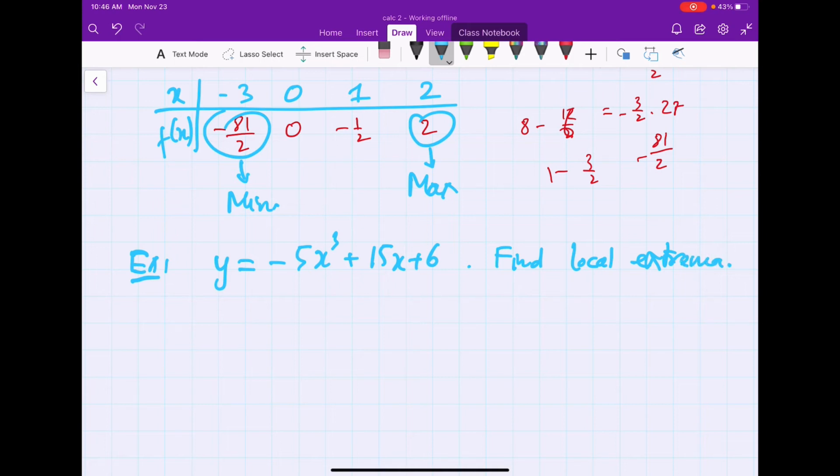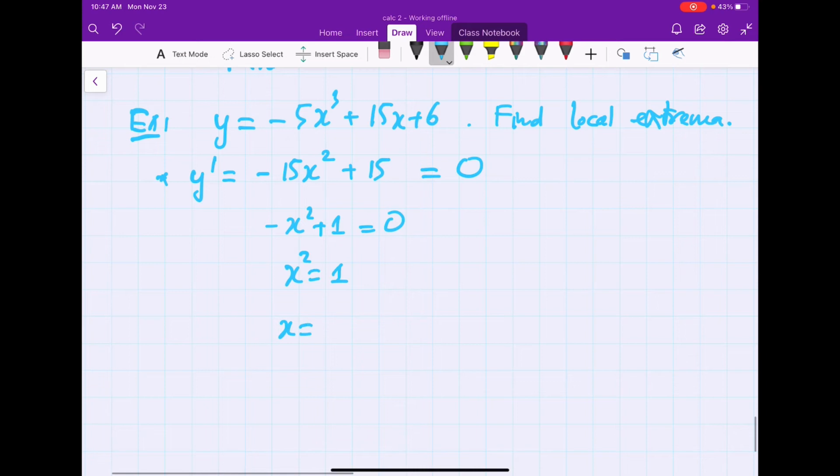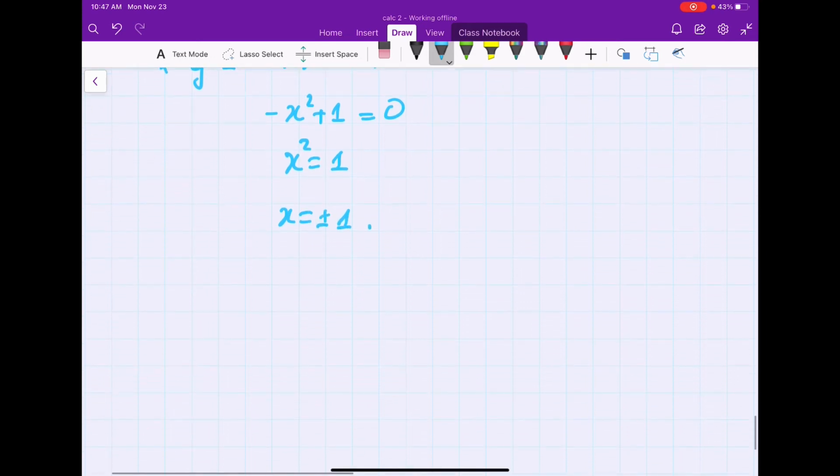So we need to make the chart for the first derivative. As usual, I need to differentiate this function. I get negative 15x squared plus 15. And I set this equal to 0. You might simplify 15. You get negative x squared plus 1 equal to 0, or x squared equal to 1, right? So x is plus minus 1. Now you need to make the chart for the first derivative, and then from there you get information.